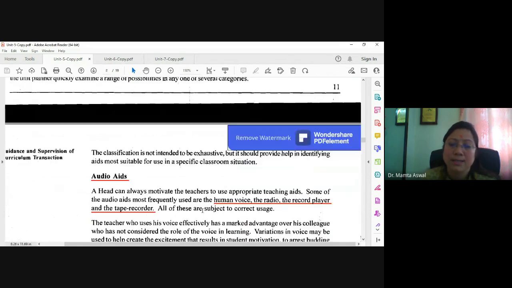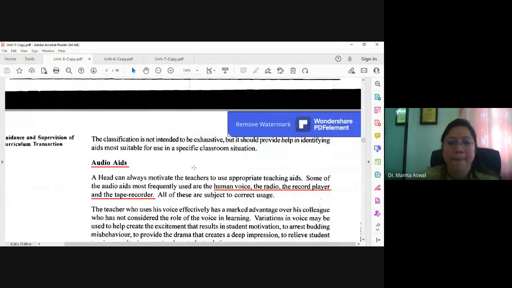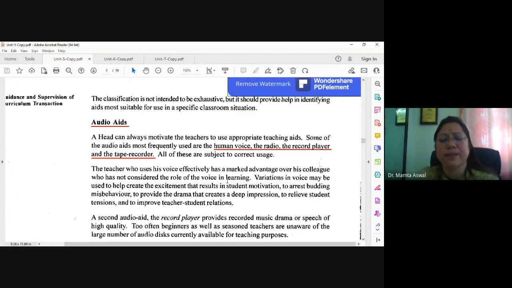Then classification of material and resources. The teaching aids, there could be audio aids. You know about audio aids like radio, record players. You can make use of recordings of voices also. For language teaching, this is very important.